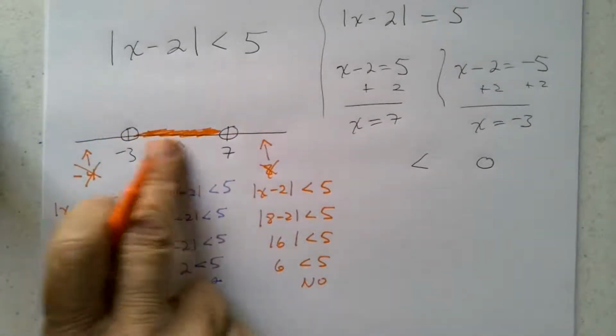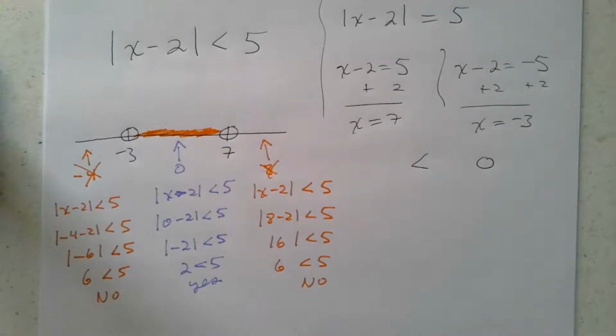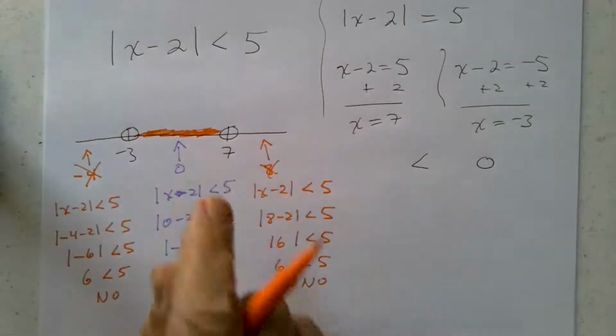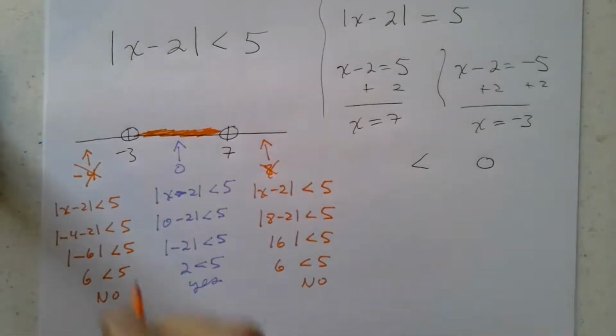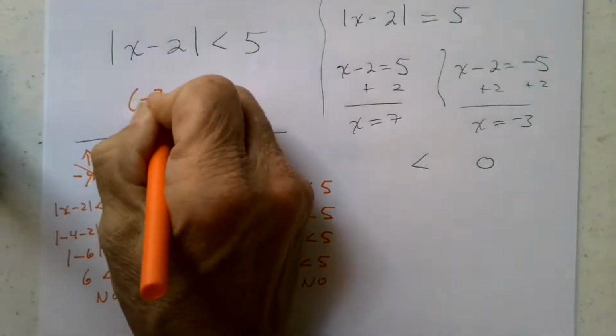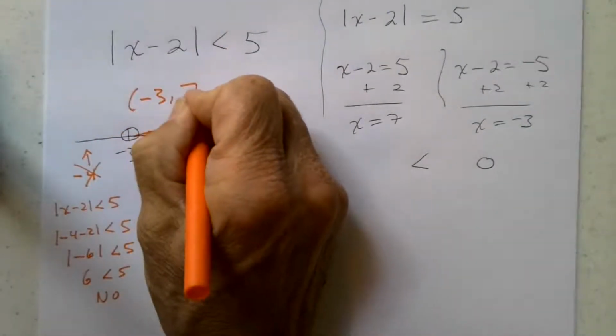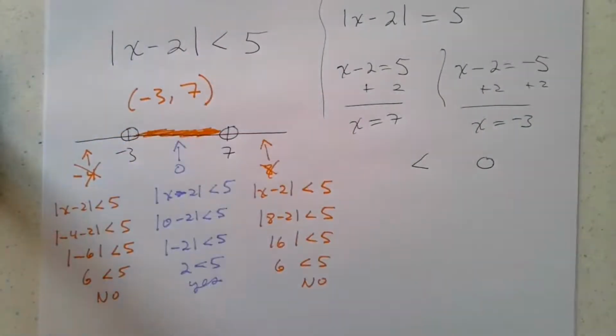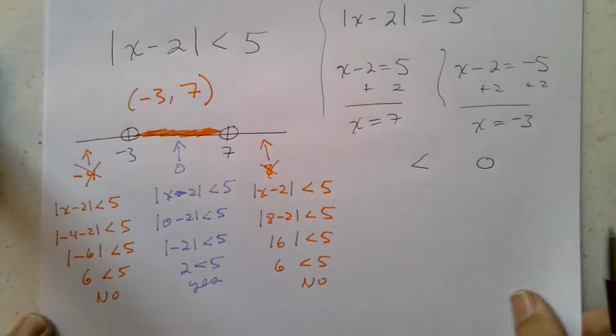So all I have for this absolute value inequality is the range of numbers between negative 3 and 7. In interval notation, that would be negative 3, comma 7, round bracket. That would be that. So that's our first example of an absolute value inequality. Let's do a somewhat more challenging one next.